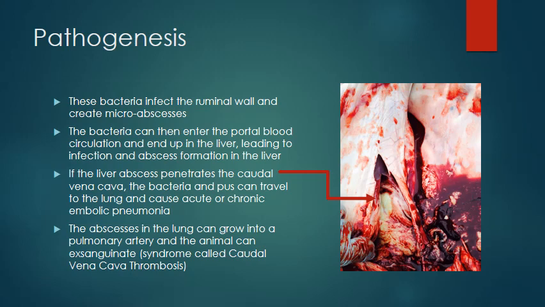If these liver abscesses grow and penetrate the large vein that goes to the lungs, both the bacteria and pus can travel to the lungs and either cause an acute or chronic embolic pneumonia. These lungs, if we open them up, will have multiple abscesses within them. If it's a chronic embolic pneumonia, that is the case; if it's an acute, typically these animals die of a shocked lung and the lung is heavy and wet. If the abscesses grow into an artery within the lung, the animal then can bleed out. The picture here on your right hand side shows you actually a large liver abscess that has penetrated the large vein, the caudal vena cava that runs to the lung.